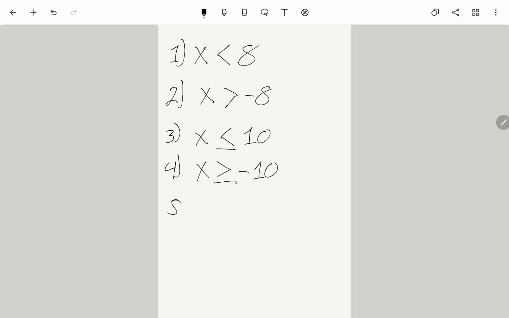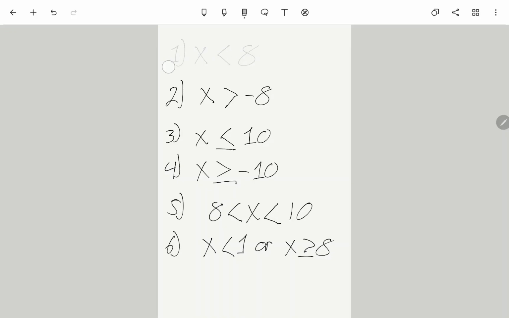The fifth example is 8 less than x less than 10. And your final example, the sixth example, is x less than 1 or x greater than or equal to 8. Okay? Those are your examples for calling inequalities.